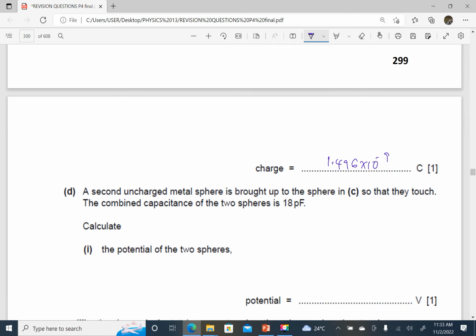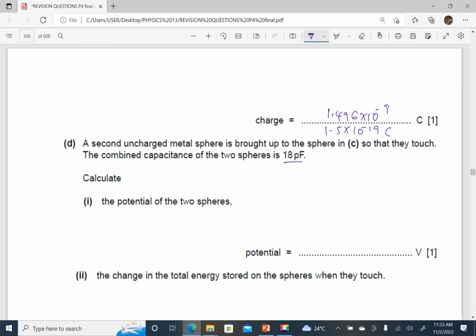The second uncharged metal sphere is brought up to the sphere in C so that they touch. The combined capacitance of the two spheres is 18 picofarads. Okay. By the way, this would round off to 1.5 times 10 power negative 19 coulombs. So the combined capacitance is 18 picofarads. Okay, we see that the capacitance has increased. Perhaps they have been combined in parallel.